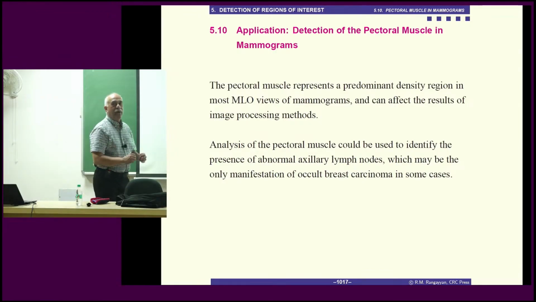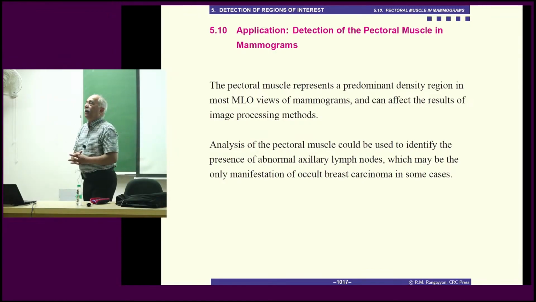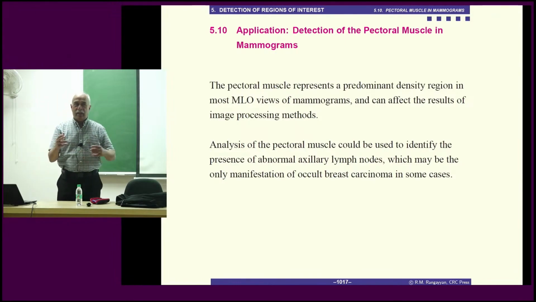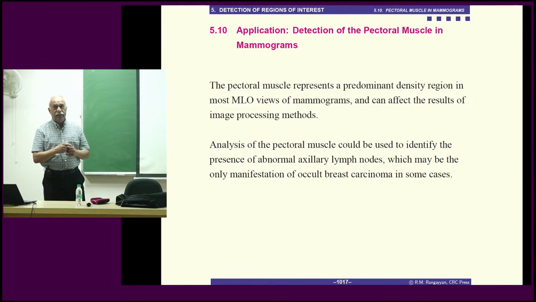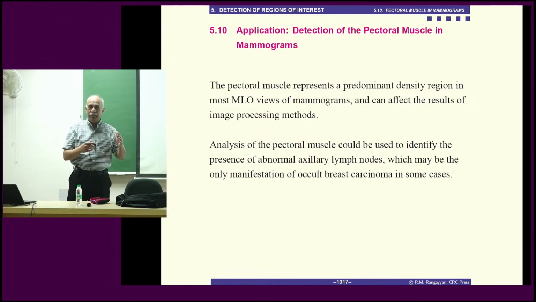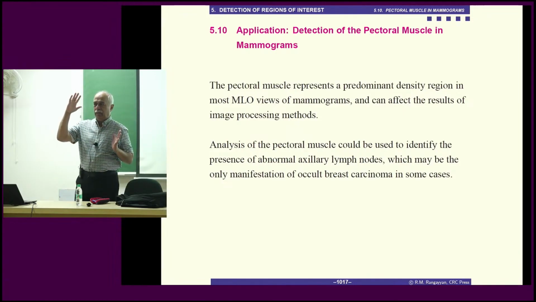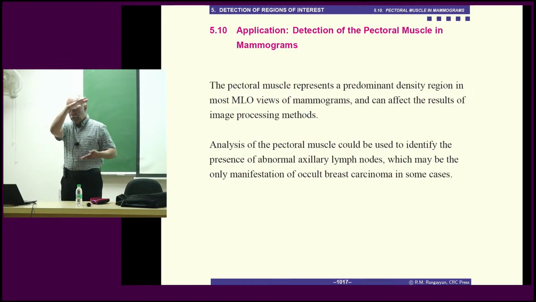A part of a mammogram that's important in the analysis by radiologists, important also in the analysis of mammograms for computer-aided diagnosis, but needs to be analyzed separately, is the pectoral muscle. The pectoral muscle appears in mediolateral oblique views, where the breast is compressed sideways at an angle. The other view is craniocaudal, top-bottom.